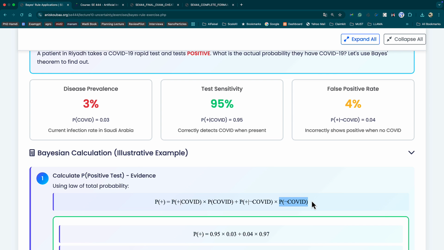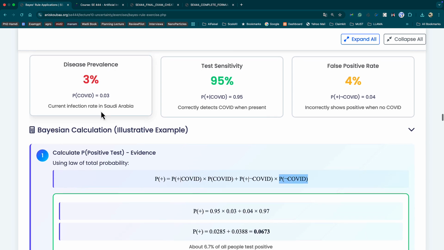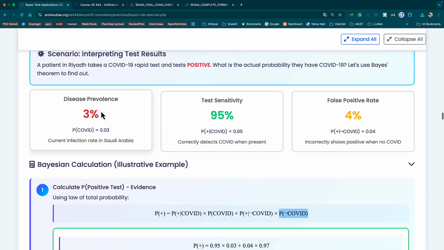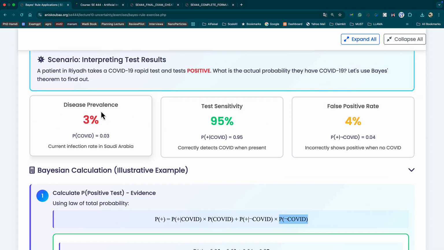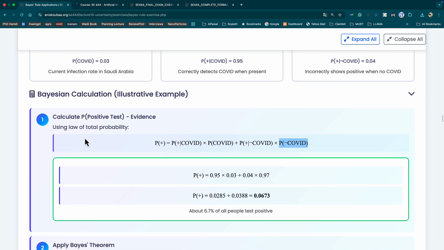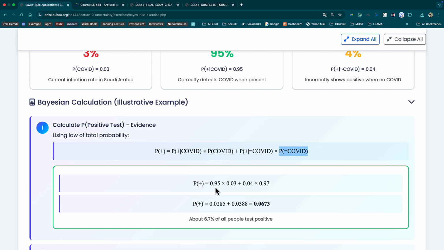the probability of COVID. Okay, I didn't give this explicitly, but this is inferred from here. How do you infer this one? What is the probability of the not event? If you have P(E), what is the probability of not E? It is 1 minus the probability of E. So the probability of not COVID is 1 minus the probability of COVID. And this gives the following calculations. We have all the values now.